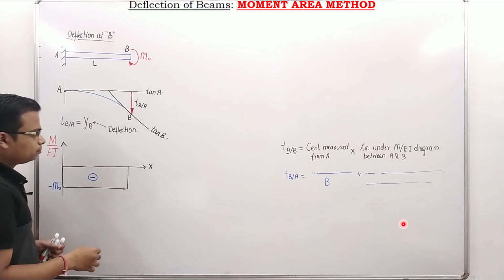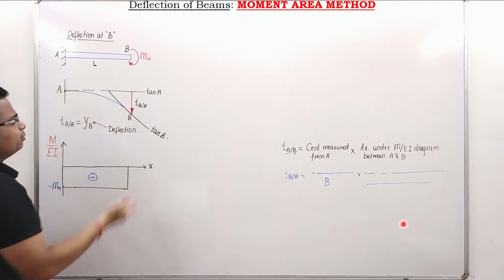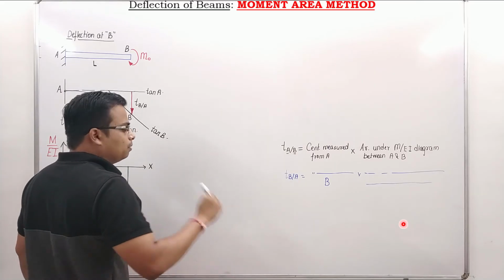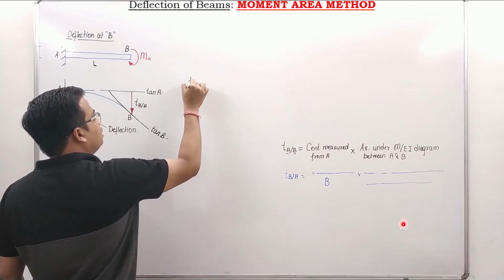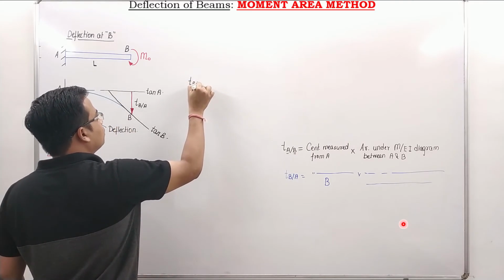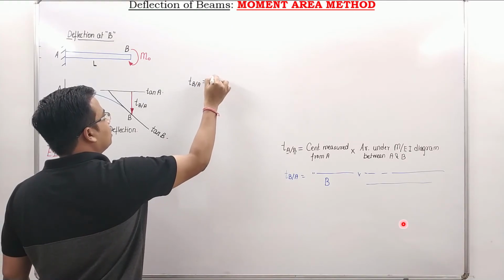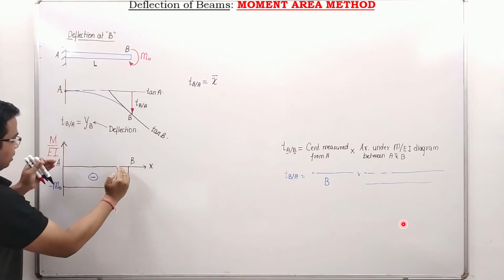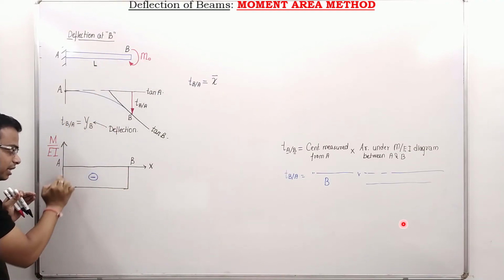Just take a look. What do you need to find? You need to find TB2A. Okay, TB2A, right? TB2A is equal to x bar. So that's A, that's B, and so we need to work out this negative area.